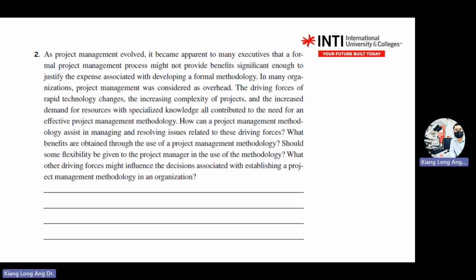The driving forces of rapid technological changes, the increased complexity of projects and increased demand for resources with specialized knowledge contribute to the need for an effective management methodology. So if you see these resources, this specialized knowledge, it actually gives you a hint. You need to deal with the functional manager. Functional managers have the final say on the resources and specialized knowledge or talent, unless your project manager also holds the position of functional manager.